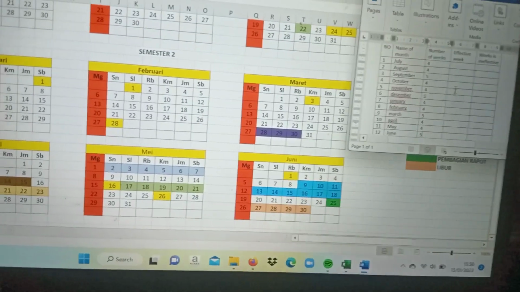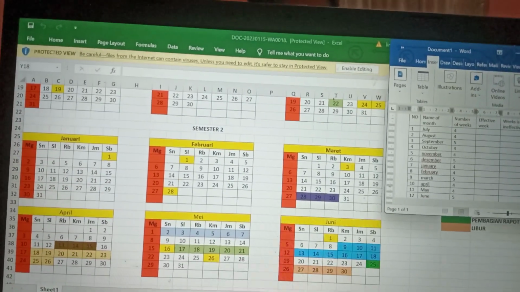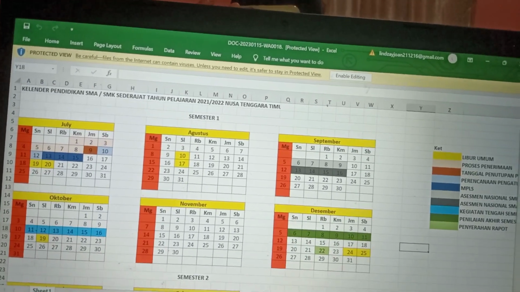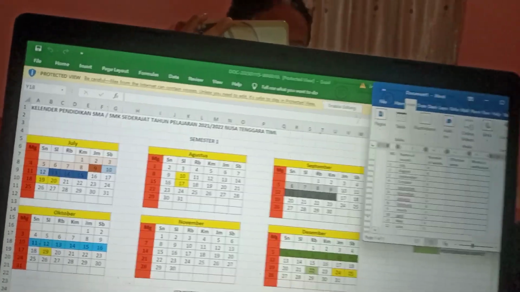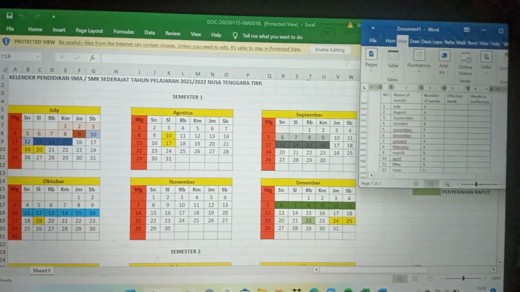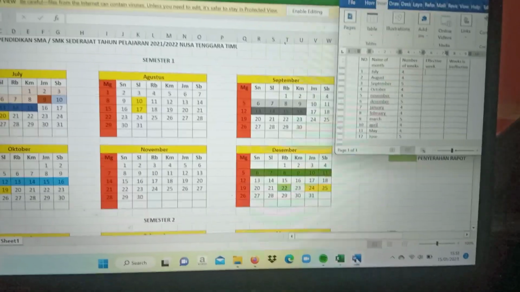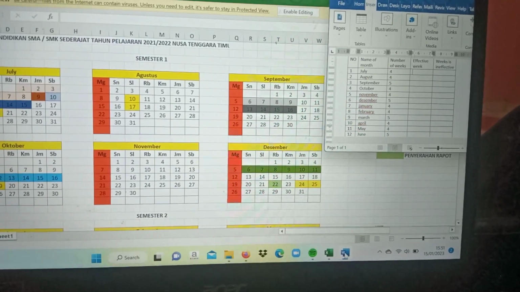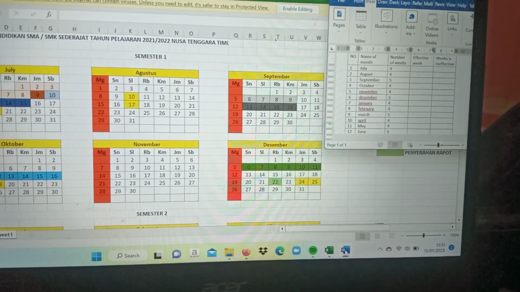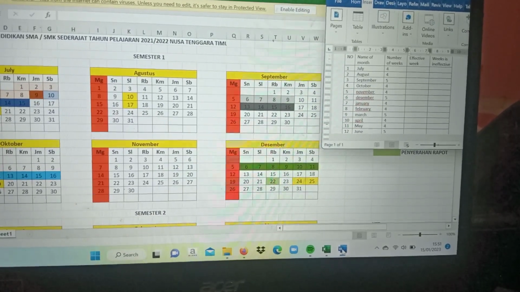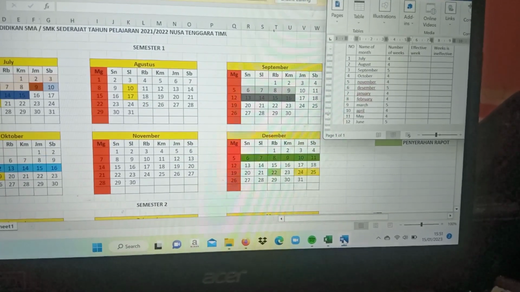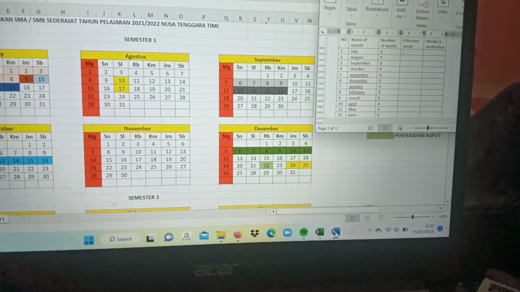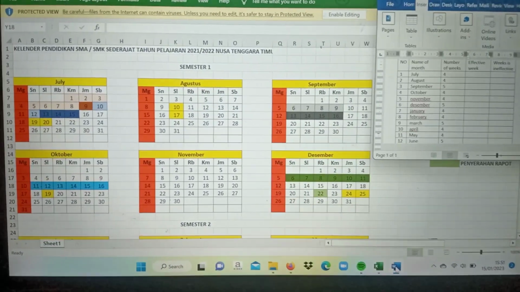Next, let's start to count the effective weeks, starting from semester 1. Effective weeks is the calculation of effective days and weeks used to organize effective learning at school. The purpose of calculating effective weeks is so that we, as teachers, can arrange and plan our learning programs in class for 1 year of learning.